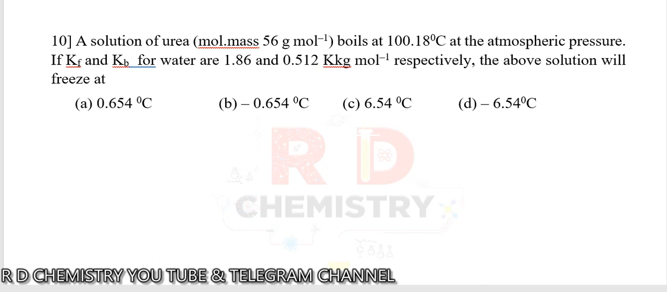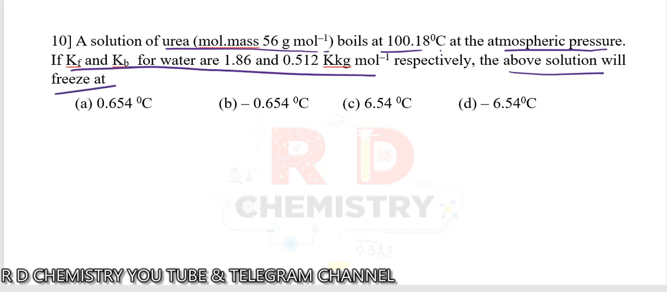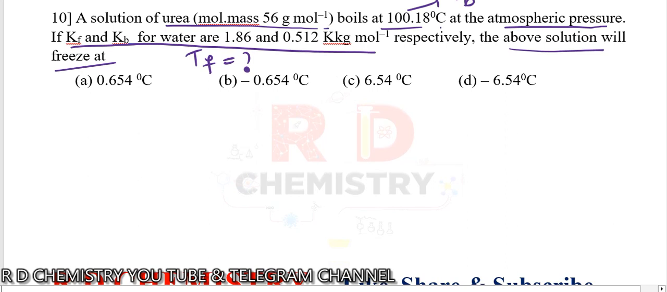Question number 10. A solution of urea, molar mass is given, boils at 100.18 degrees centigrade at atmospheric pressure. Kf and Kb for water are given respectively. The above solution will freeze at what temperature? We have to find the freezing temperature. This is the boiling temperature. We have to calculate the freezing temperature of that solution. This is a colligative property. There are two colligative properties given: one is the elevation of the boiling point, the other the depression of the freezing point.